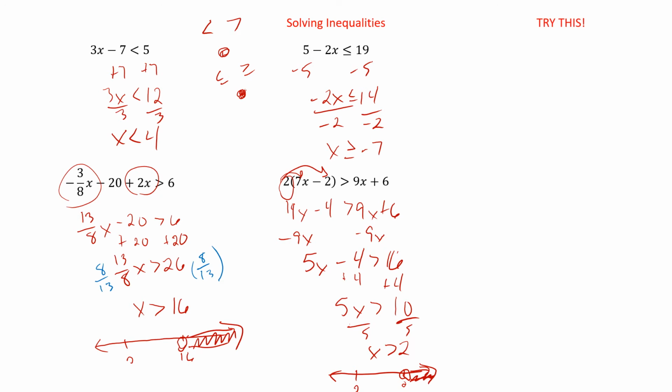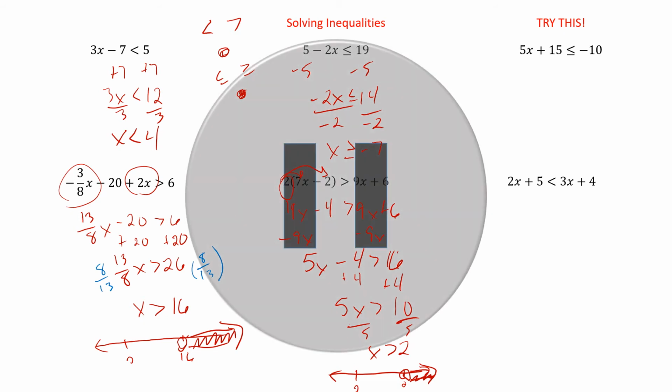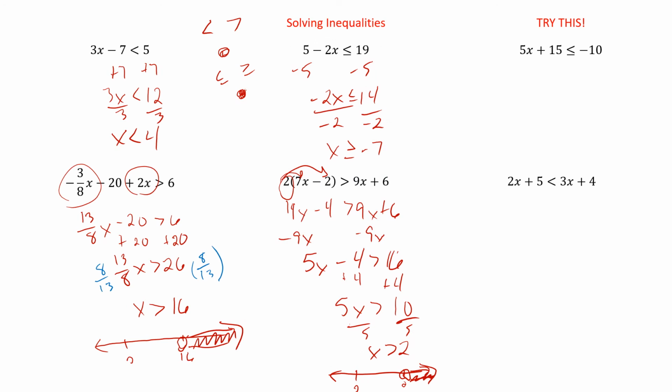So, you have a couple more on this page to try on this topic. We have 5x plus 15 is less than or equal to negative 10. And we have 2x plus 5 is less than 3x plus 4. So what you need to do now is pause the video, make sure you have paper and pencil, and work these two problems. When you're ready, come back to the video and we'll go over them. All right, so go ahead and pause the video now. All right, ready to have a look at these? If you didn't do them on your own, pause the video and do them on your own, then come back.